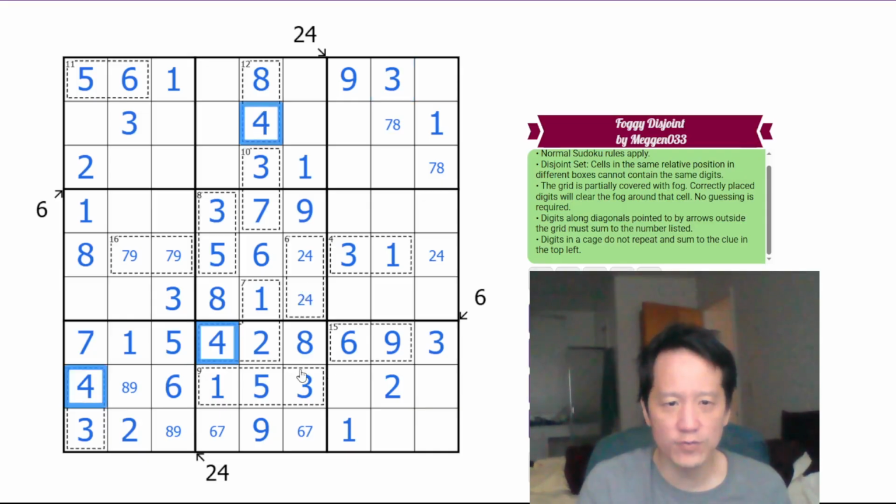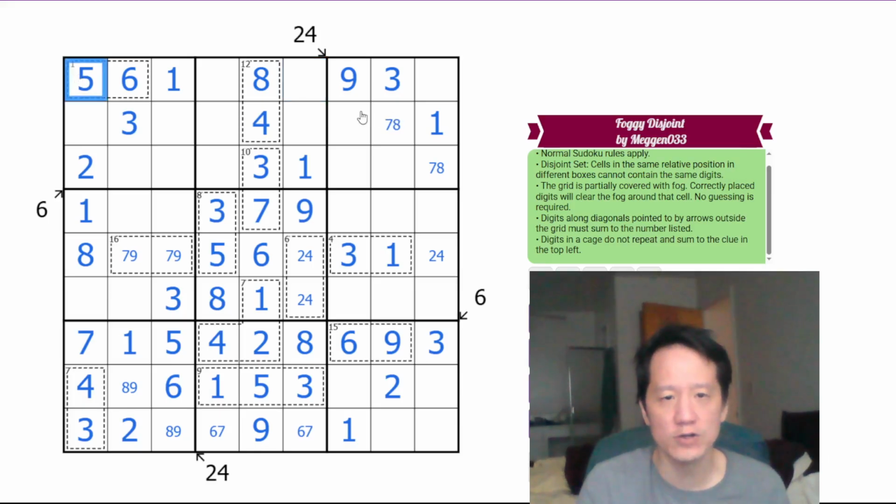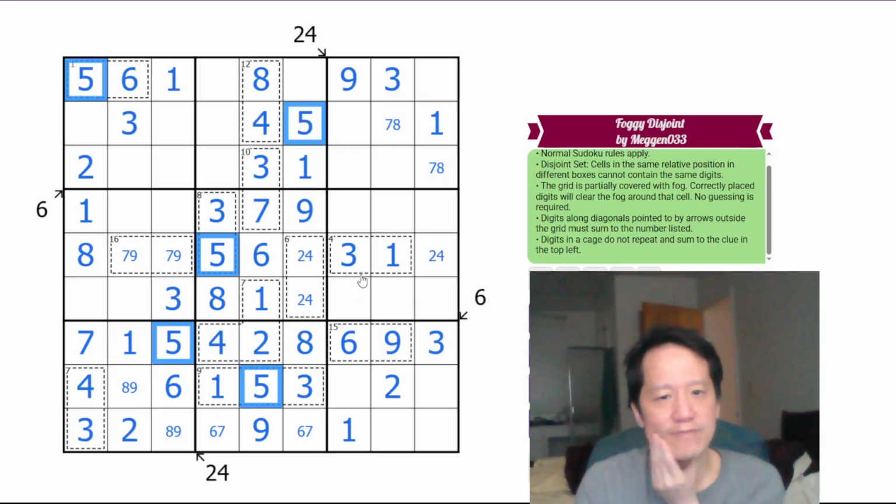We don't have many 4s, so let's ignore that for now. 5s. Okay, in column 6, where can the 5 be? Can't be the filled in areas, can't be the 2-4 pair, can't be here because of the 5 in the box, can't be here because of the 5 in the row, so this must be a 5. That's all we can get, I think, for now.